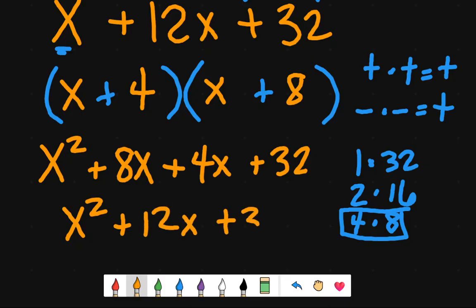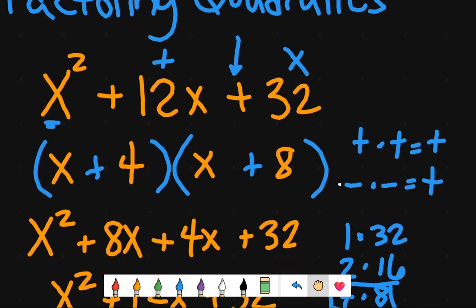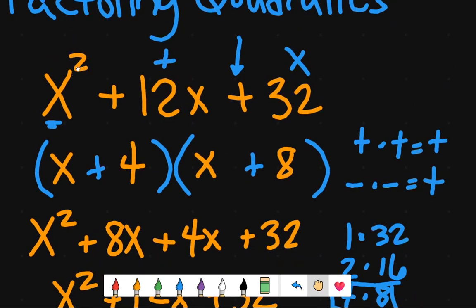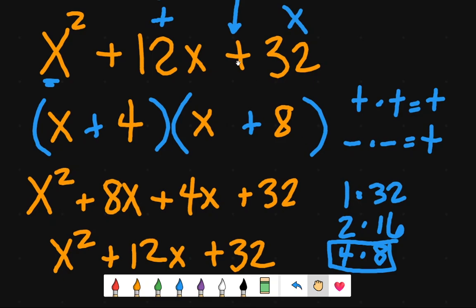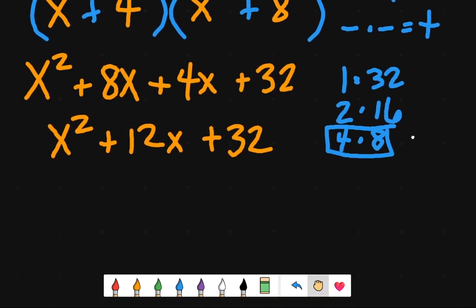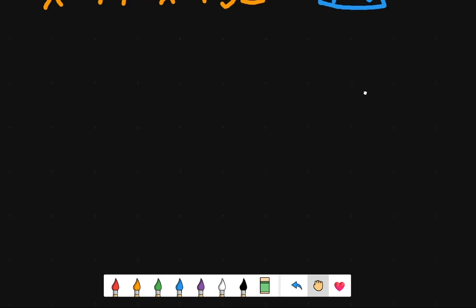And we have 32. Now, check the original and see if they match. x squared plus 12x plus 32. If we go back to the beginning, yes, they do match. x squared plus 12x plus 32 is correct. So this is when the signs would be the same. But let's check one of these factoring quadratics now when the signs are going to be different.